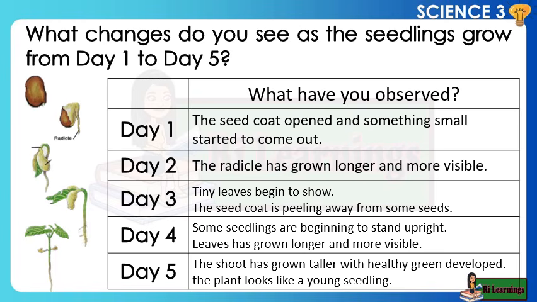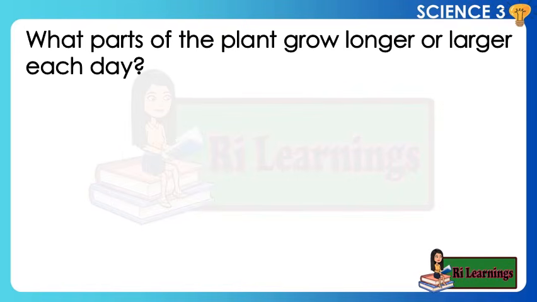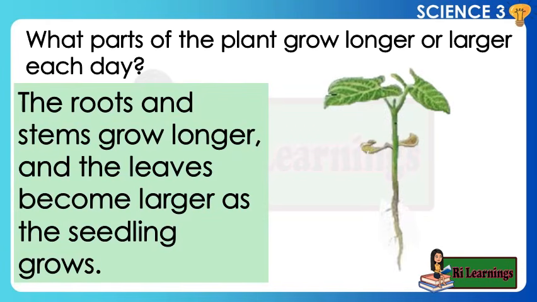Day 4. Some seedlings are beginning to stand upright. Leaves have grown longer and more visible. Day 5. The shoot has grown taller with healthy green leaves developed. The plant looks like a young seedling. What parts of the plant grow longer or larger each day? The roots and stems grow longer, and the leaves become larger as the seedling grows.